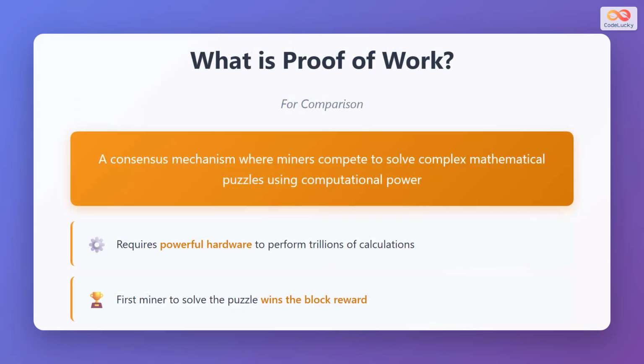To understand proof of stake better, let's compare it with proof of work. Proof of work is a consensus mechanism where miners compete to solve complex mathematical puzzles using computational power. This process requires powerful hardware to perform trillions of calculations per second. The first miner to solve the puzzle wins the block reward and the right to add the next block to the blockchain. While proof of work has proven secure, it comes with significant energy costs and environmental concerns.